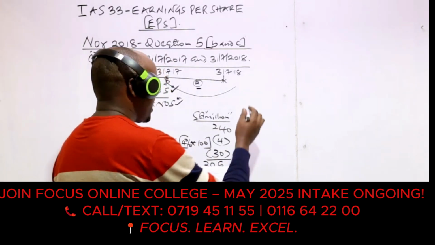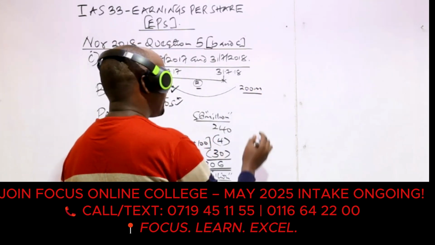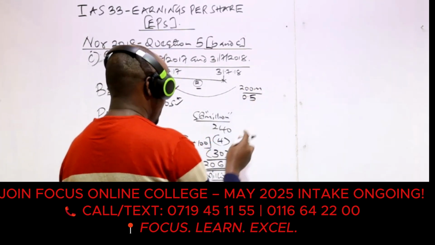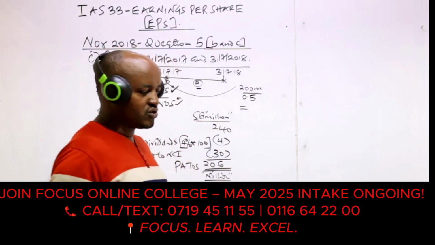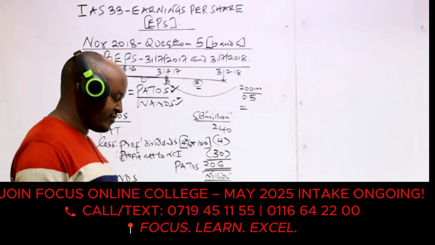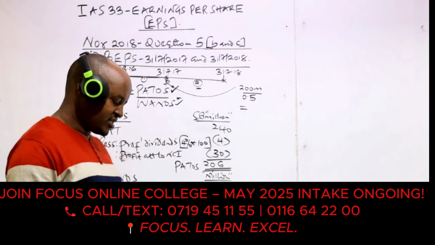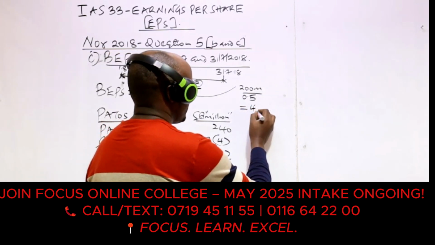Because how do we determine that? We take the equity share capital of the company at the end of the year, we divide that by the par value per share. The par value per share, we have it there as 0.5. So what this will give us are the shares which were issued by the company at the end of the first year. So we have 200 divided by 0.5. So this will give us 400 million.